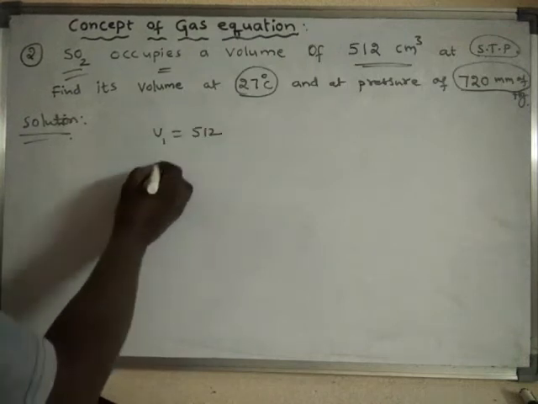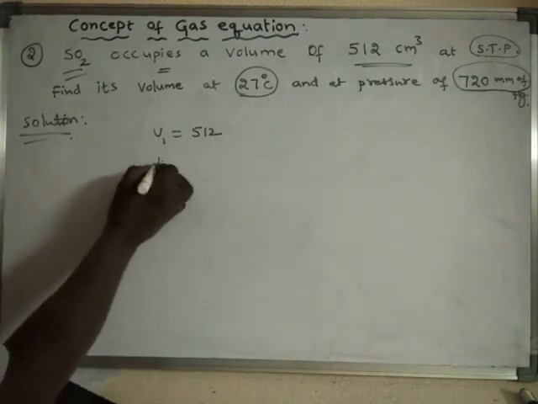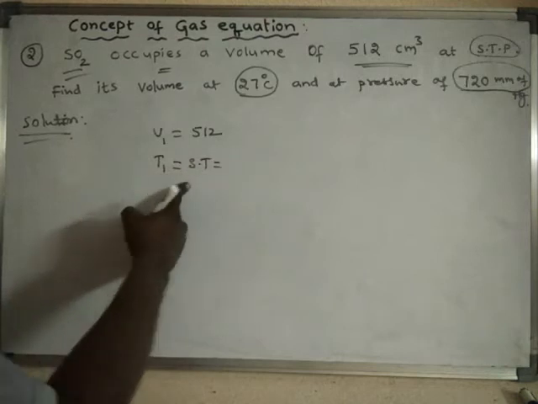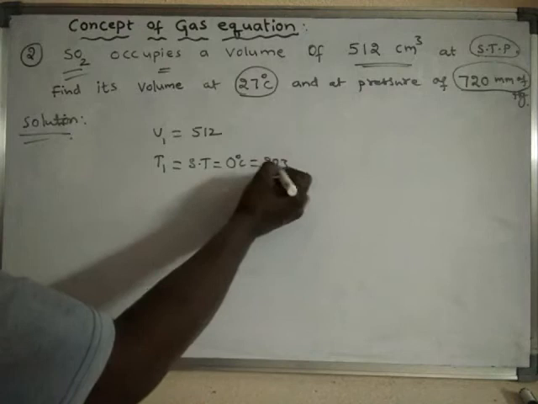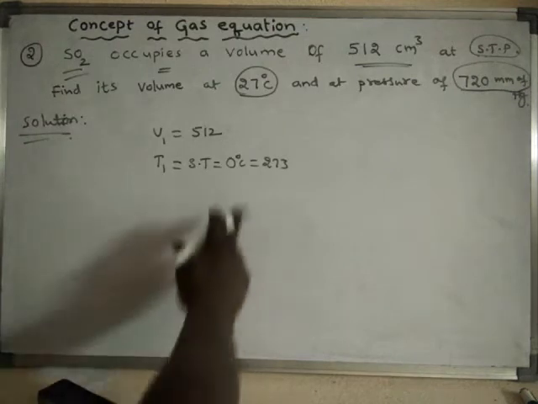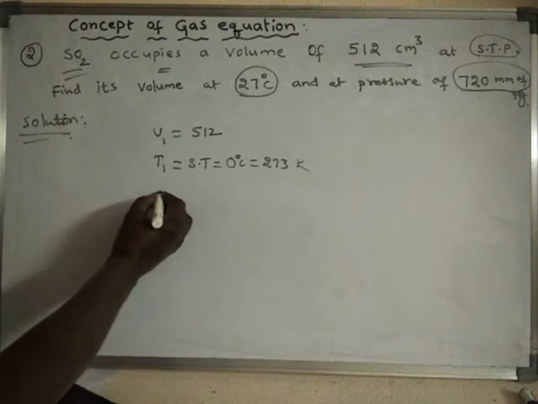512. So at a standard temperature and standard pressure, the initial temperature is standard temperature. So what is the value of standard temperature? It is 0 degrees centigrade or else 273. So it is fixed. Standard temperature is always fixed as 0 degrees centigrade, which is also equal to 273 Kelvin, and a standard pressure.